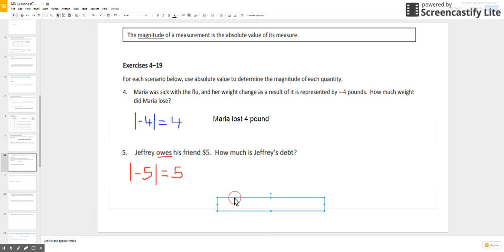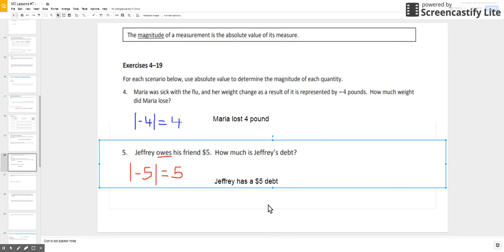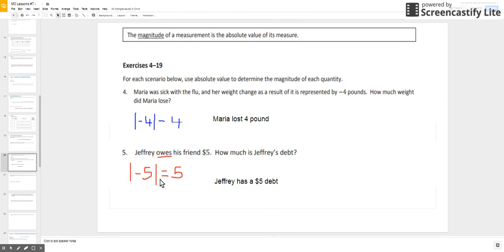Let's pull that up right there. What is the magnitude? Jeffrey has a $5 debt. There you go. So once again, the magnitude of this debt is $5. And of course, it is shown here by the equation, the absolute value of -5 equals 5.